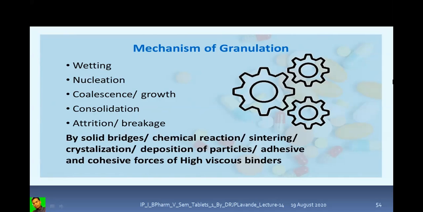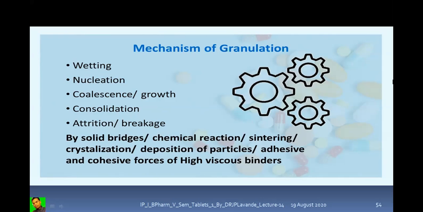Nucleation. Nucleation is the process in which the particles come closer and closer and form the nuclei. Coalescence or the growth. The particles will stick with each other and they will grow. They will coalesce with each other. Consolidation, they will get consolidated by coming in close contact with each other.